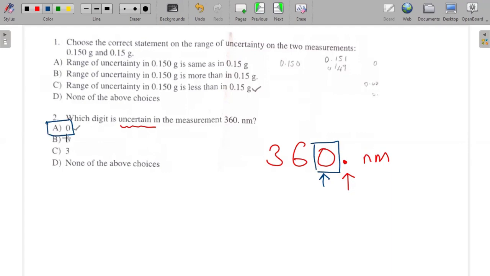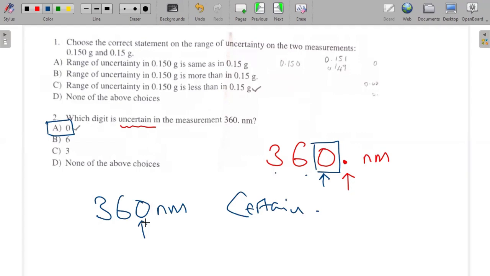The 0 is the uncertain digit, meaning the 3 and 6 are certain digits. So always take a closer look at the number that you've been given. The uncertain digit is always the last significant figure. So if, for example, this number was written as 360 nanometers without the point, it means this 0 here is not a significant 0. Why? Because there's no decimal point and it's a trailing 0.